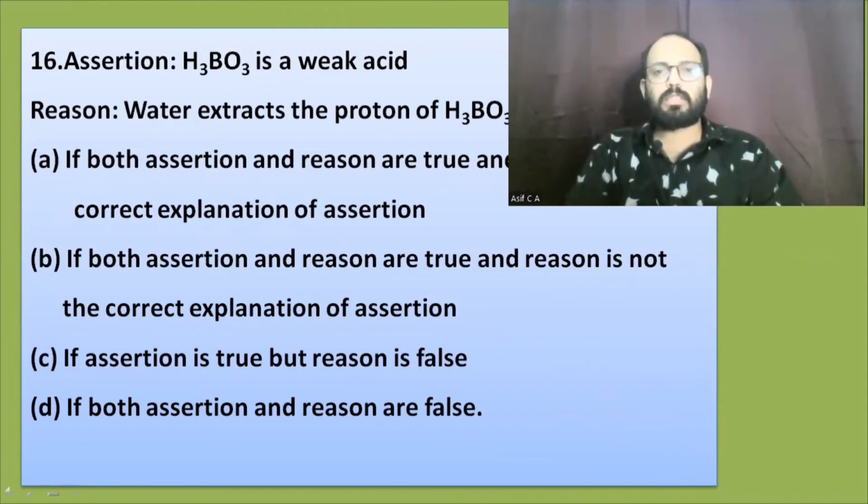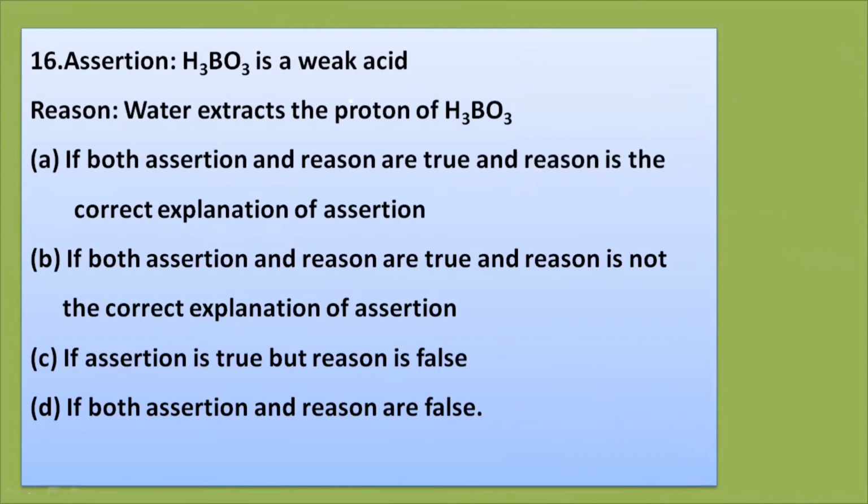Now assertion and reason. These are AIIMS questions. H3BO3 is a weak acid. Of course, it is a weak acid. Reason: water extracts the proton of H3BO3. H3BO3 in the water proton எடுத்துட்டு போறாங்களா? No way. இல்லையா? H3BO3 water இருந்து OH minus எடுத்துட்டு வராங்க. Then it is getting its octet. So the assertion is right. Okay, weak acid தான். But water இருந்து OH minus தான் H3BO3 கிடைக்குது இல்லையா? So the reason is wrong. This is an AIIMS question. So assertion is true, reason is false.